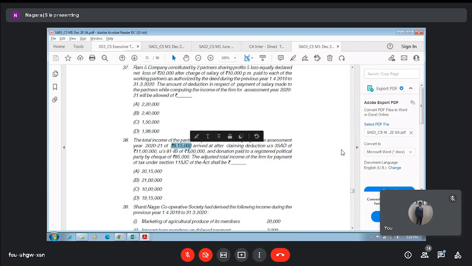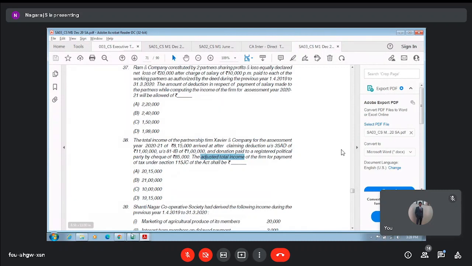What you need to add: for 8,15,000, you need to add 1 lakh and 11 lakh. Add these two. That means 12 lakhs you add, giving 20 lakhs 15,000. Yes, sir. What are they asking? They are asking what is the adjusted total income. Adjusted total income, what is it? Total income plus deductions.